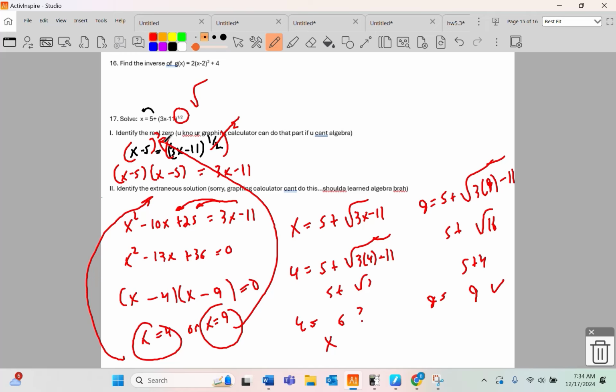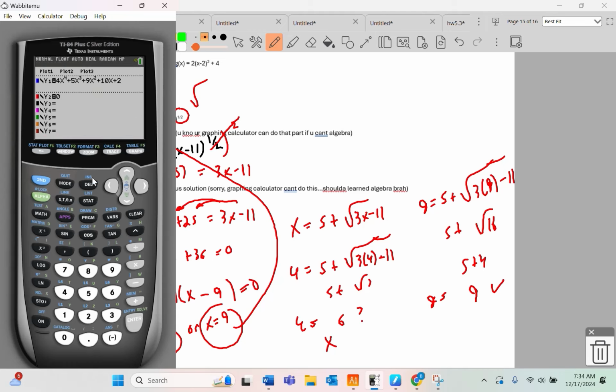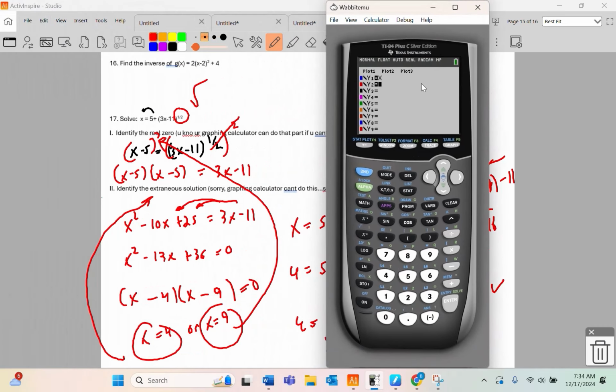Now, I did say your calculator can do the first part for you. You can go right to y equals. You can put an x in y1. And if you don't know that's a square root function, it's no big deal. You can type 5 plus parentheses 3x minus 11, raise it to the 1/2. Zoom 6 it.